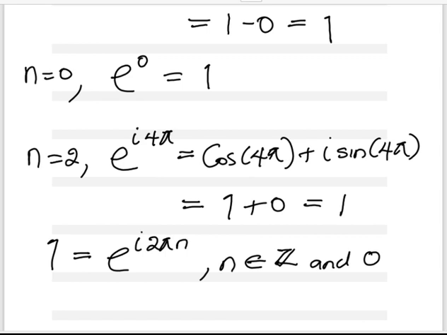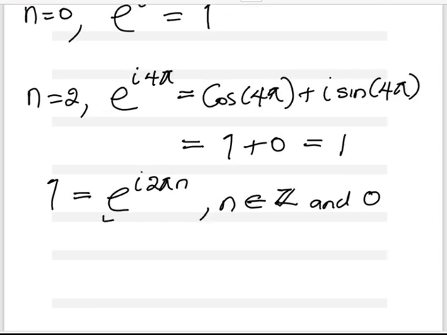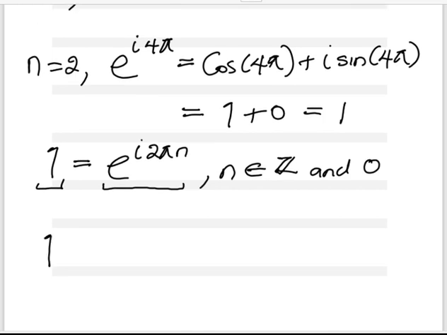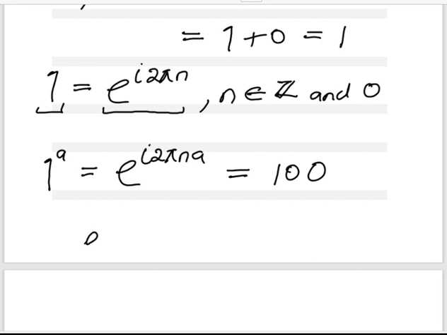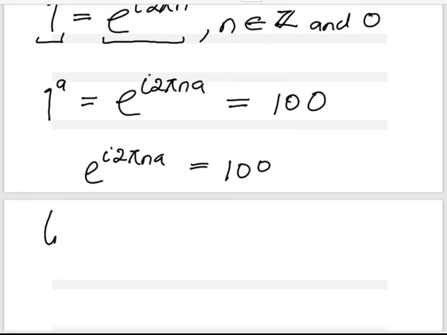And this works. So substituting exponential i 2 pi n for 1 in the problem, we're going to have that 1 to the power of a is simply going to be exponential i 2 pi n a, and this is 100. So let me write it out here: exponential i 2 pi n a is equal to 100. Let's take the natural log of both sides. The natural log of exponential i 2 pi n a equals the natural log of 100.